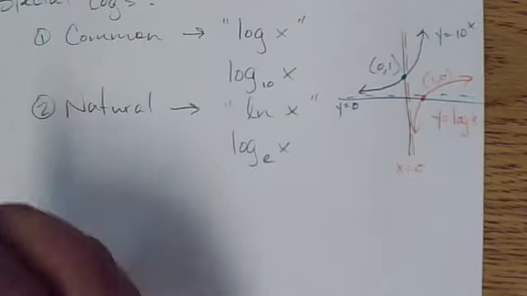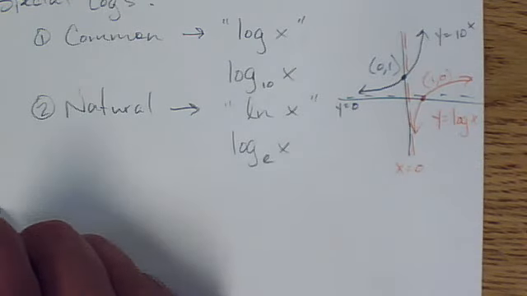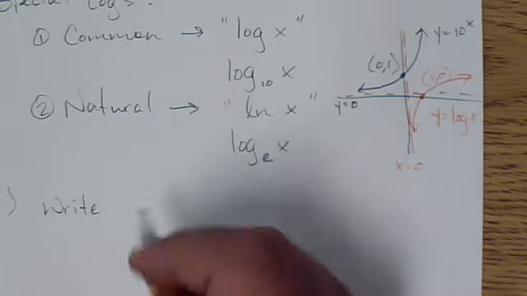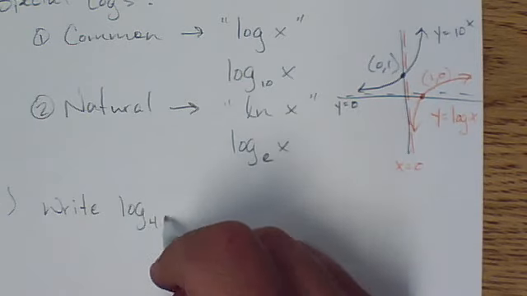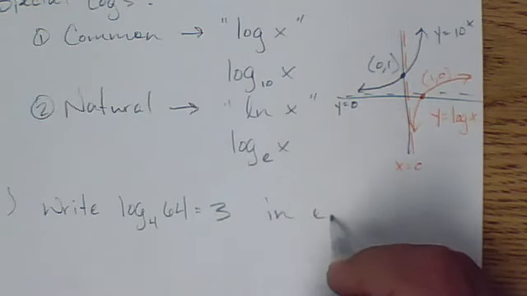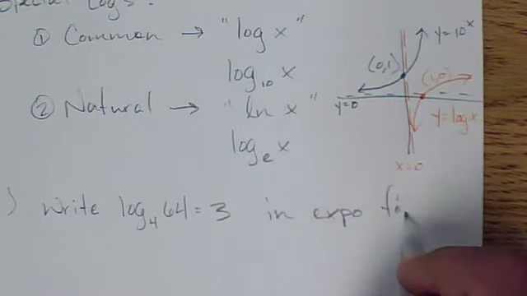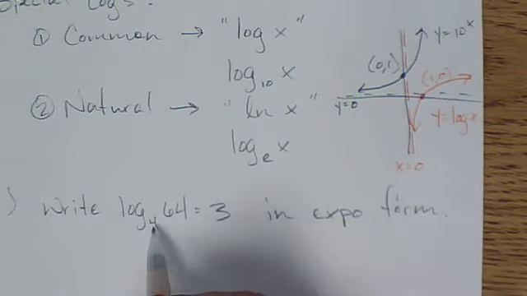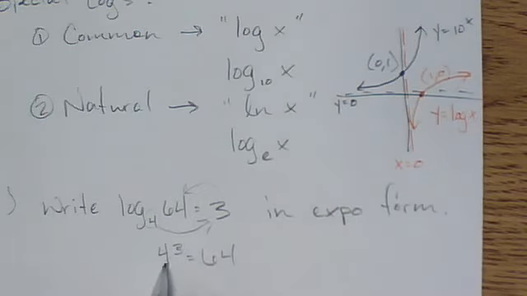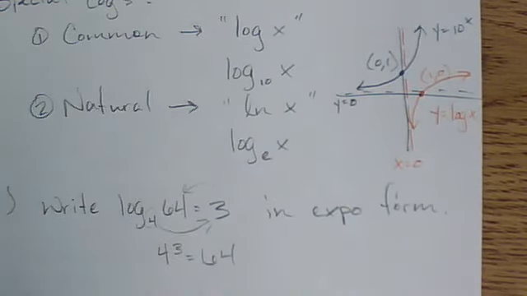Now I'm just going to go through a few examples. First of all, I want you to write base 4 logarithm of 64 equals 3 in exponential form. Just like we talked about earlier, the 4 slides over here, so 4 to the 3 equals 64. Then always double check and make sure that your exponential makes sense.